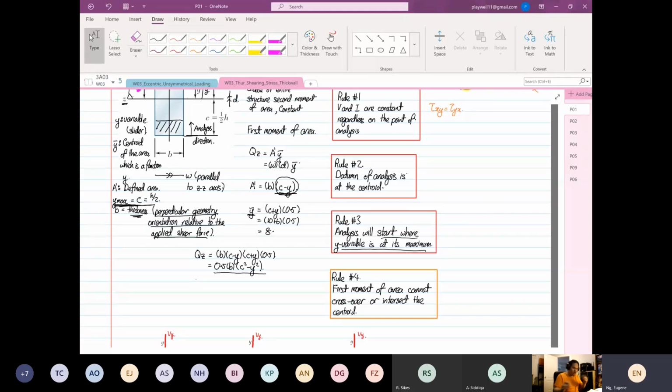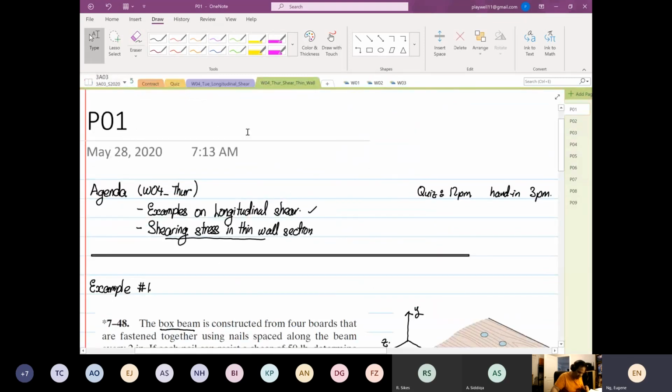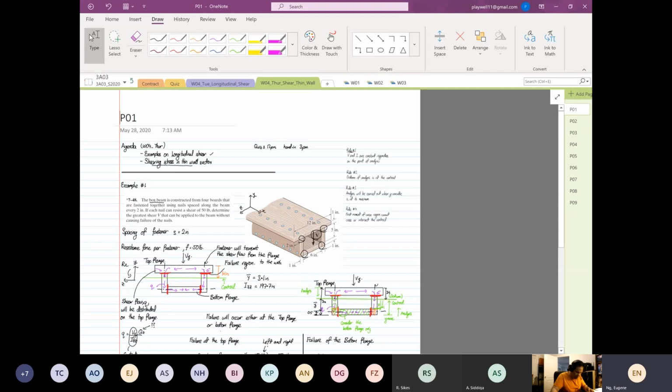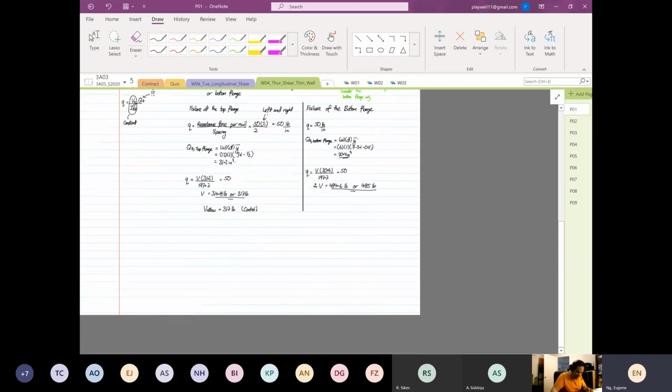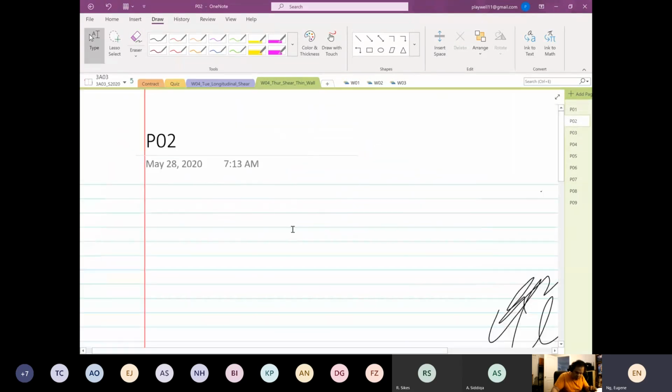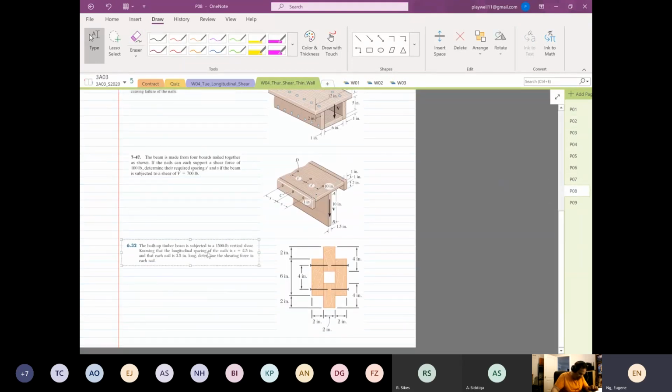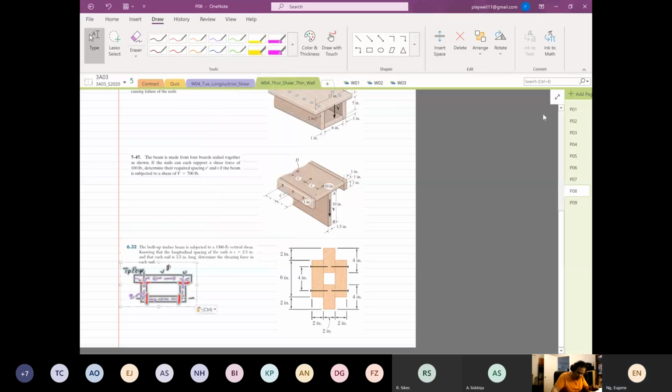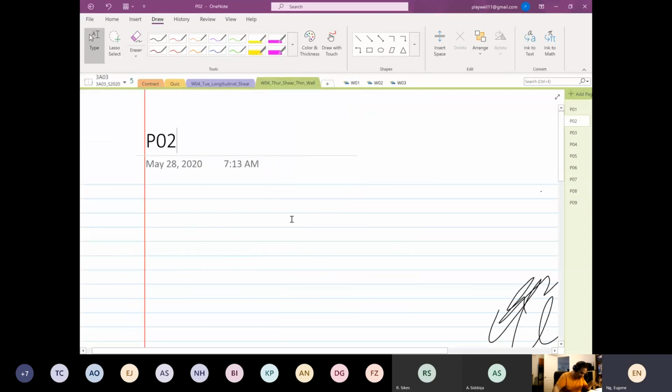Like now, let's look at another example. So this example is pretty confusing. Even I myself have issues with this example without the rules. After I make up the rules, it is so straightforward. So now let's look at example number 2.